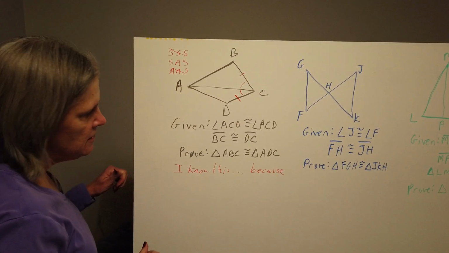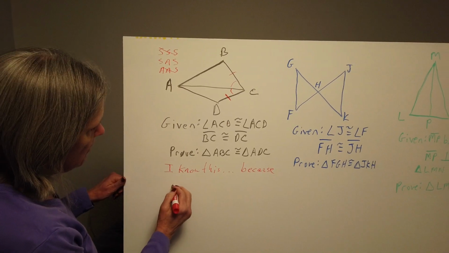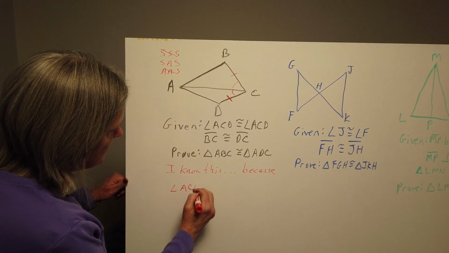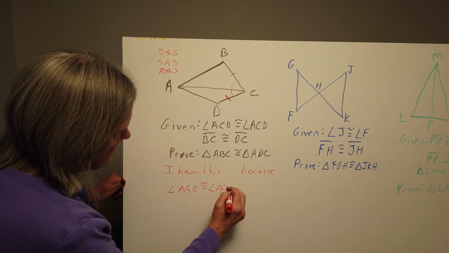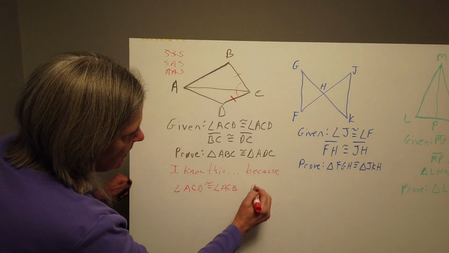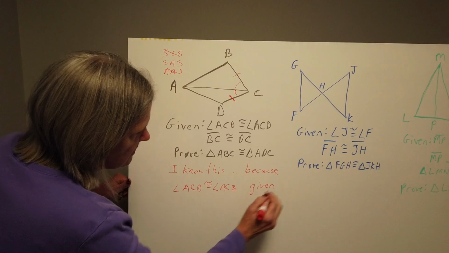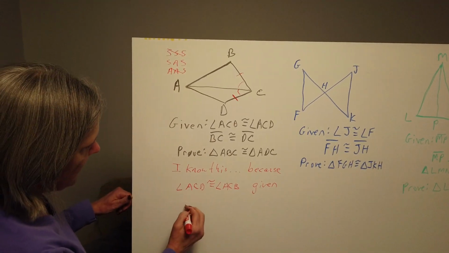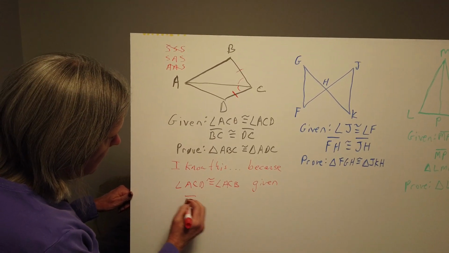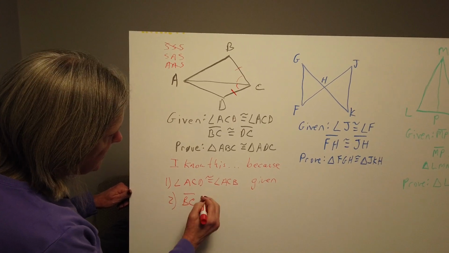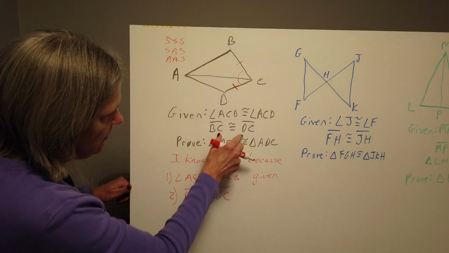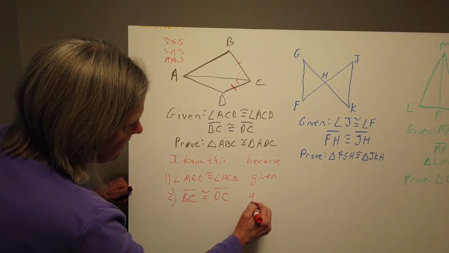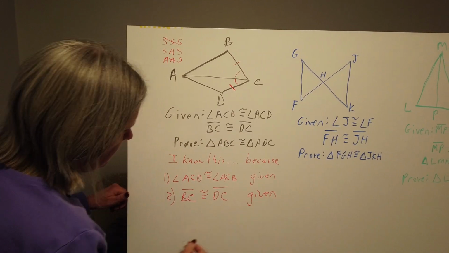because, statements and reasons. So what I know is that angle ACD is congruent to angle ACB. How do I know that? Because it was given. I also know that BC is congruent to DC. Well, how do I know that? Because it was given to me. It was part of my box of parts.